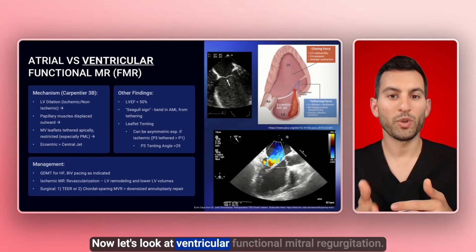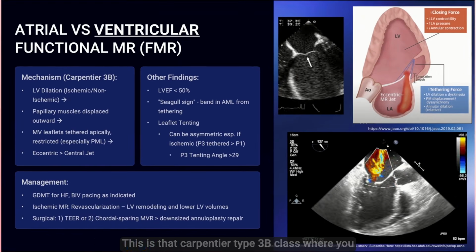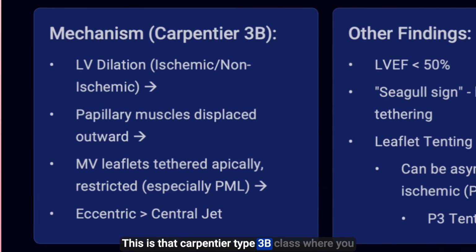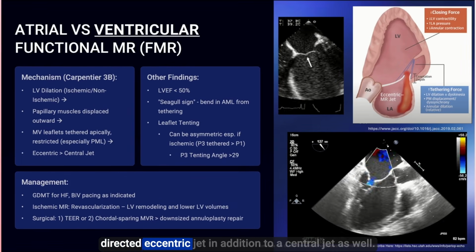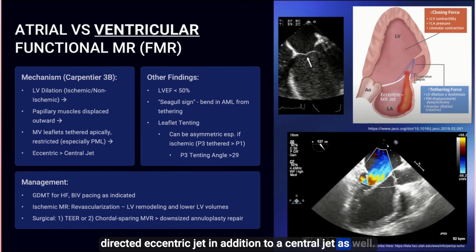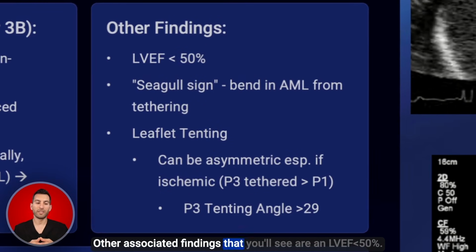Now let's look at ventricular functional mitral regurgitation. This is that Carpentier type 3B class where you have left ventricular dilation, whether it's due to ischemic or non-ischemic causes, that causes those papillary muscles to be displaced downward, and that causes mitral valve leaflets to be tethered apically and restricted, especially that posterior mitral leaflet. You oftentimes have that slightly posteriorly directed eccentric jet in addition to a central jet as well. Other associated findings that you'll see are an LVEF less than 50%.